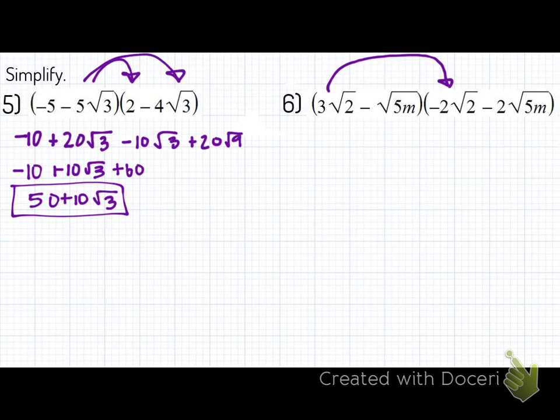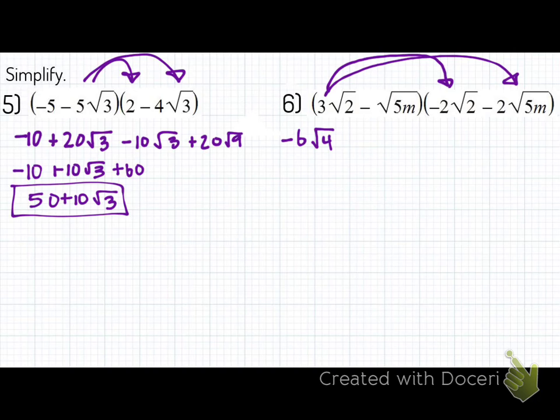You're going to multiply this across. So you got 3 rad 2 times negative 2 rad 2. We got 3 times negative 2 is negative 6. And then rad 2 times rad 2 is rad 4. Okay? And then we could also do the next one too. So I'm going to leave the rest of the problem for you to do.